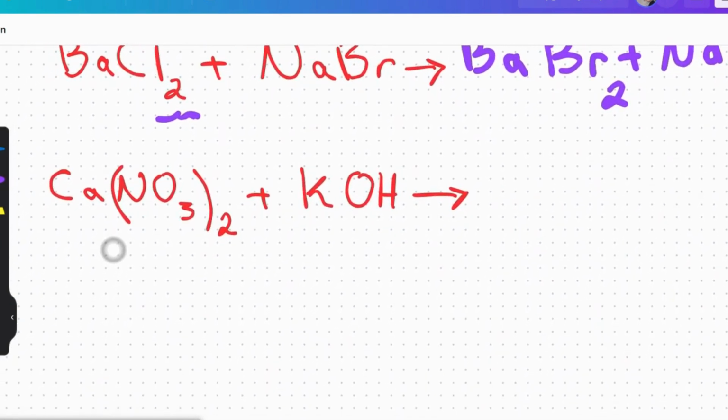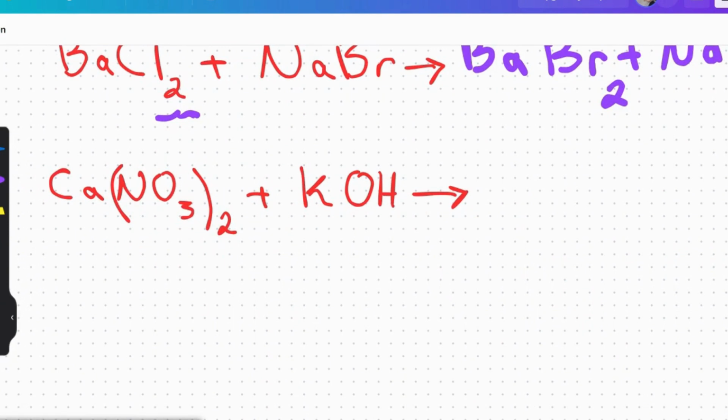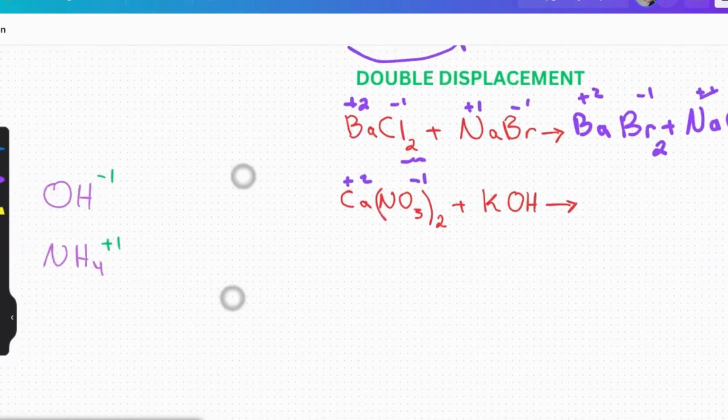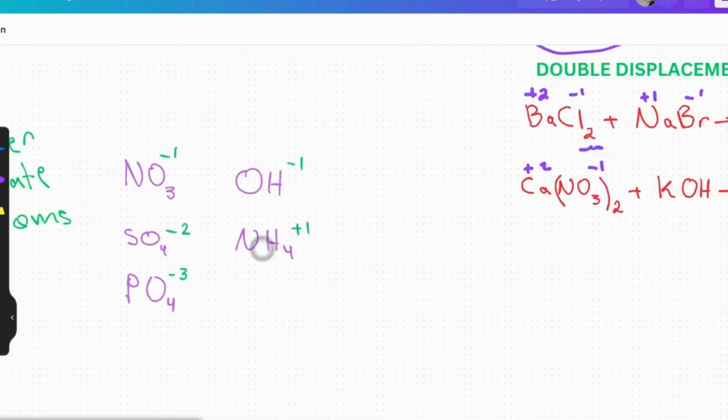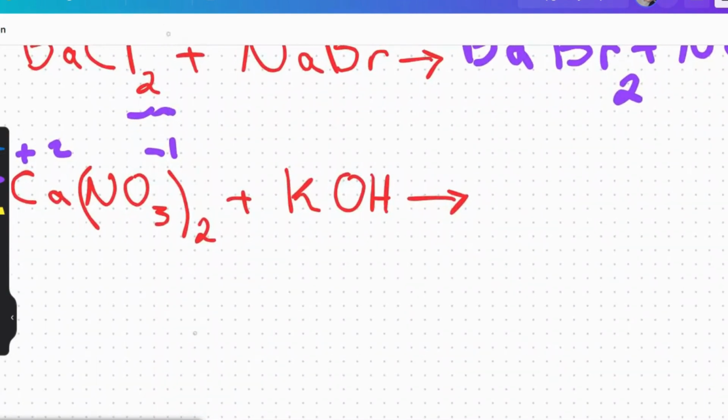Let's move to the last example. Ca in group 2, so it is plus 2. We know NO3 is minus 1, it's a polyatomic ion, minus 1. These are the polyatomic ions. You have to memorize them. And you must know that never ever separate the atoms. And remember, try always to remember the charges. Okay, so NO3 is -1, K is +1, OH is a polyatomic ion, it's -1.